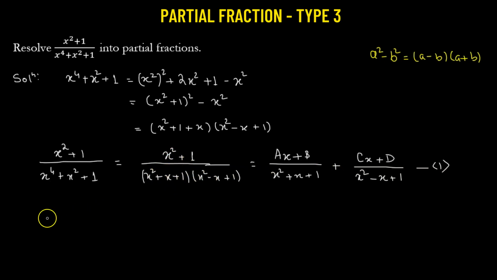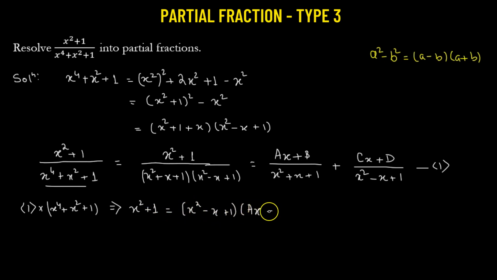So let us begin. We'll take equation number 1 and multiply both sides with the denominator x raised to the power of 4 plus x squared plus 1, such that on the left hand side we get only x squared plus 1, and on the right hand side we will have x squared minus x plus 1 multiplied by ax plus b, added to x squared plus x plus 1 multiplied by cx plus d. Fine.